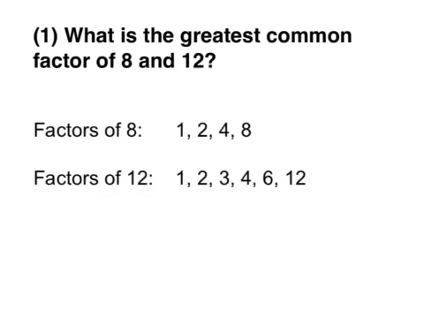Factors of 12, as we've already seen in one of the examples earlier, are 1, 2, 3, 4, 6, and 12. The greatest common factor, the biggest number in both of these lists, is 4. There's nothing else that's common between them that they share that is bigger than 4. Yes, they also have 2 and they also have 1, but 4 is the greatest common factor, the biggest number that both of these lists share.